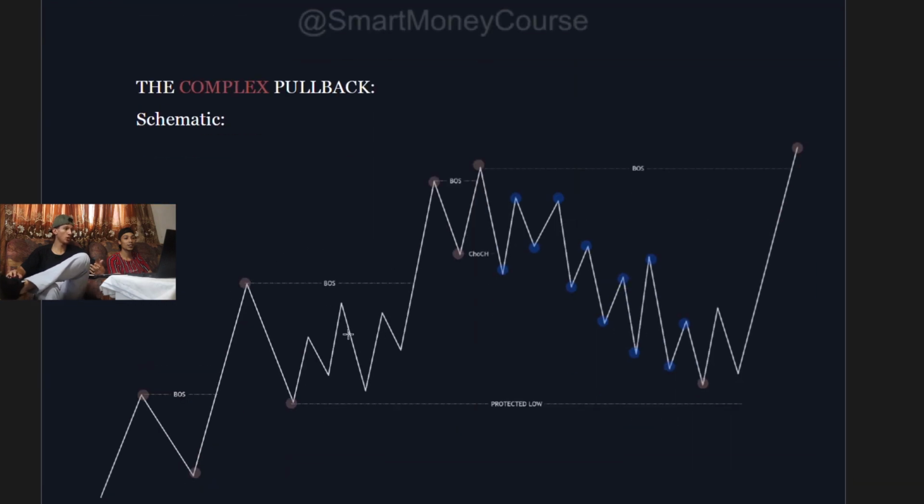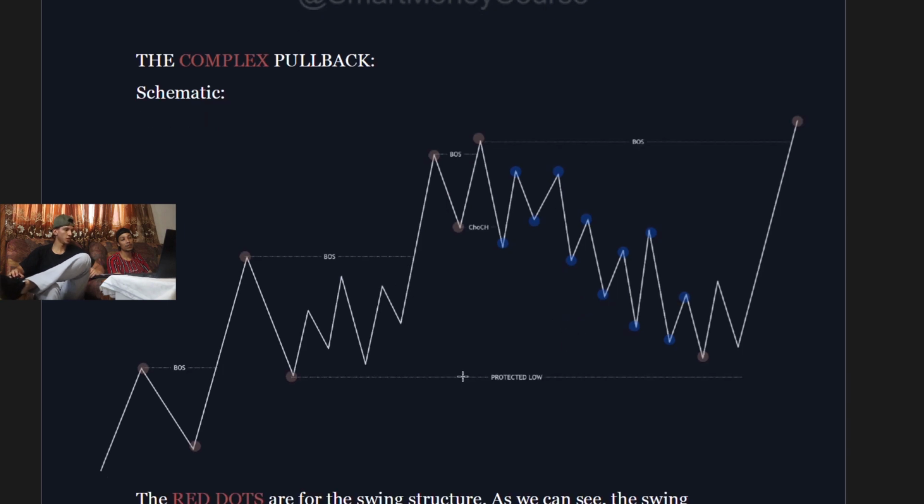So this is how it looks. Here we got a BOS, which makes a new high low, or protected low, at this point. I assume the red dots are your swing structure. I feel like the blue dots are the internal structure. Internal structure, 100%, yeah. So the red dots here are your swing structure, which is your 4 hour. And the blue dots here are your internal structure, which could be the 15 minute. Yeah. So that's a particular low.